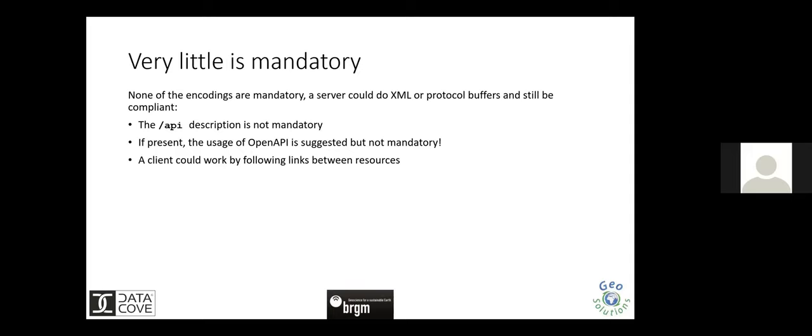We could provide the data in XML, we could provide it in JSON, we could provide it in something else. That's all up to us. It's all possible there. And again, mentioning that the API description also isn't mandatory, one option would be that the client really works purely following the links. It just acts on the data, and anything it wants to find, it finds via the context of that.